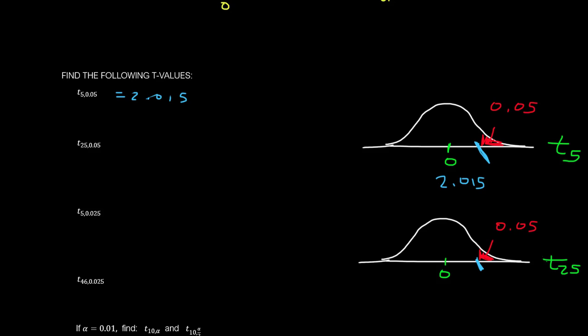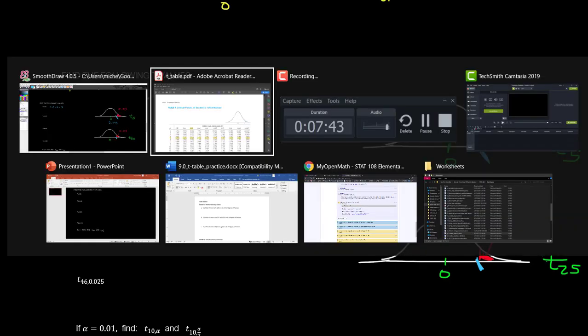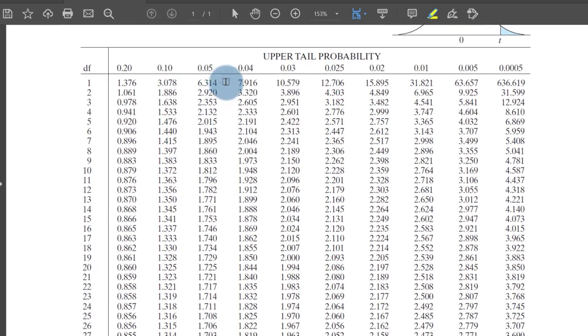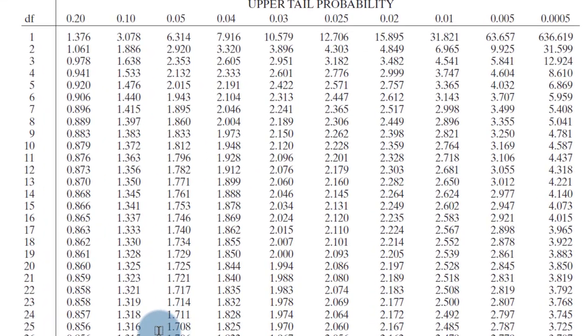I'm going to go back to the t table. We're going to go to the row that says 25 and the column that says 0.05. I'm going to scroll down and see where this column and this row intersect. It appears that our solution here will be 1.708.